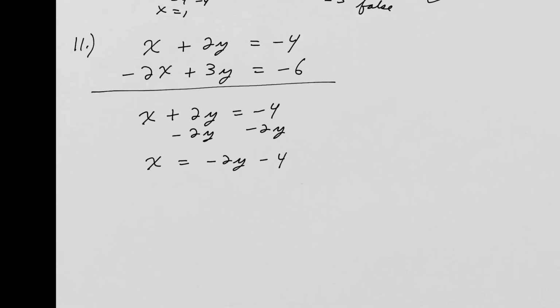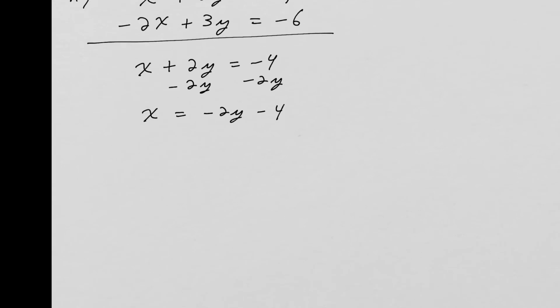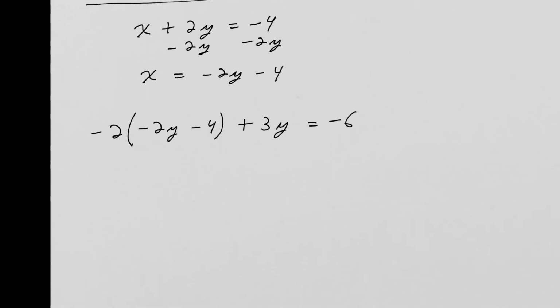Now the next step, here's where the substitution comes in. I'm going to take that expression for x, and I'm going to go to the second equation, and where I have an x, I'm going to plug in that expression. So I go to the second equation, negative 2, and now where I have x, I'm going to put in negative 2y minus 4 plus 3y equals negative 6. Now I have an equation just in terms of y, which I can solve, okay? So let's solve this for y now.